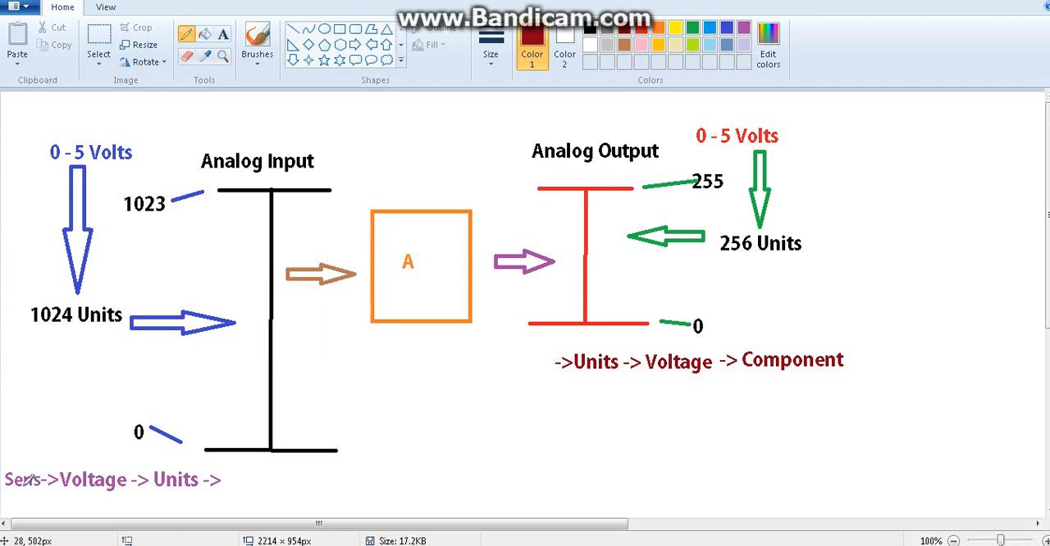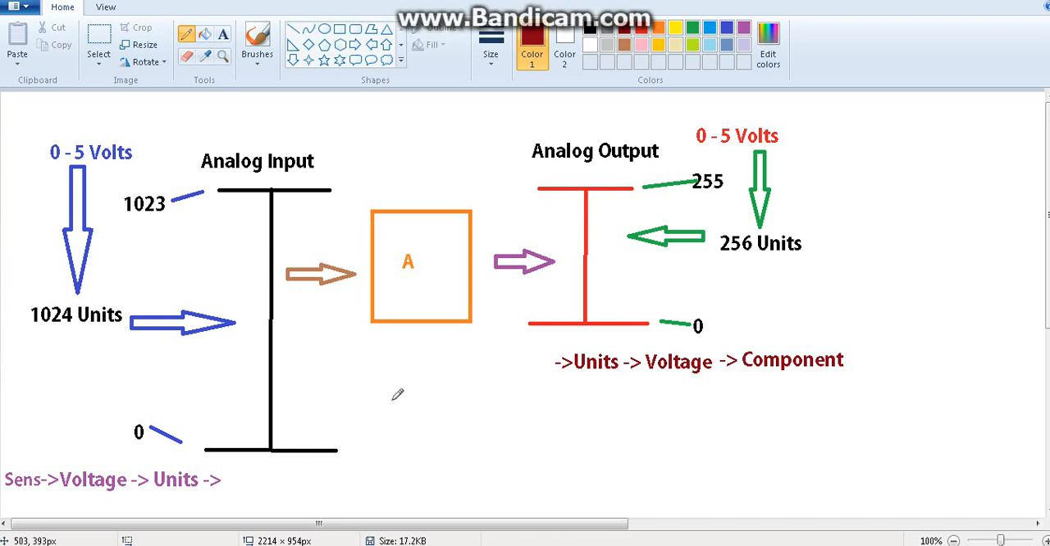And also you can see in the downside, from a sensor or something like that, we are getting a voltage, and the voltage is now converted into units, 1024 units, or 1023 unit values, and it is coming inside Arduino. You can see the direction here. This is the whole picture of how the analog input works.